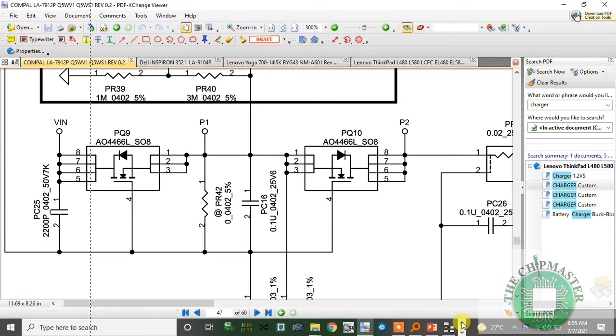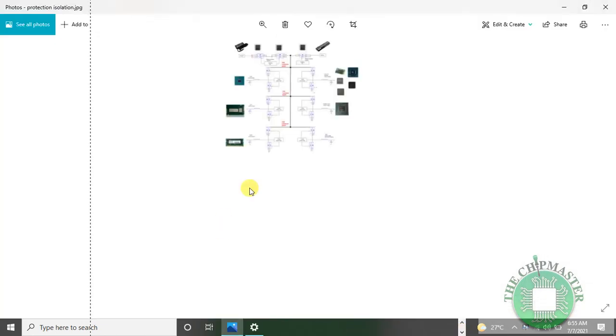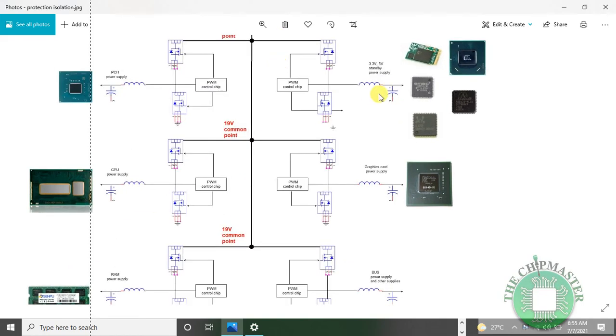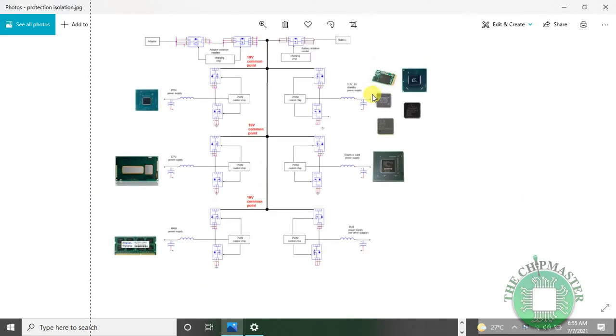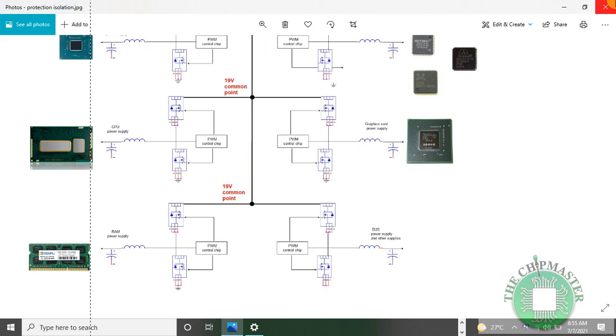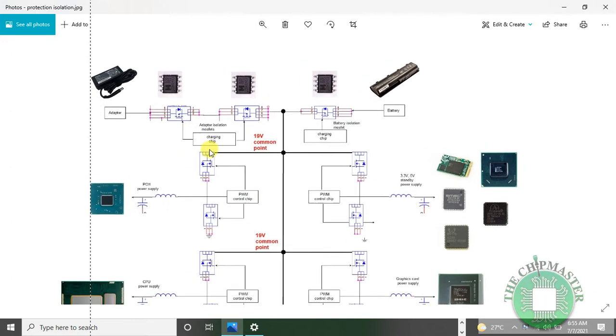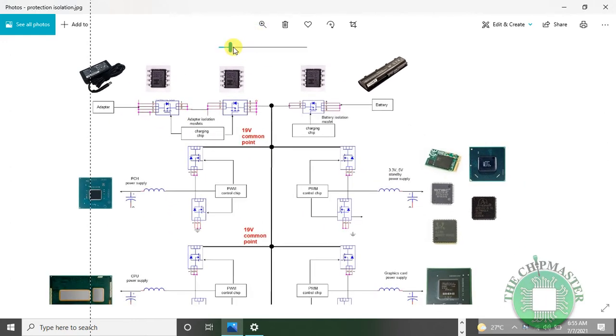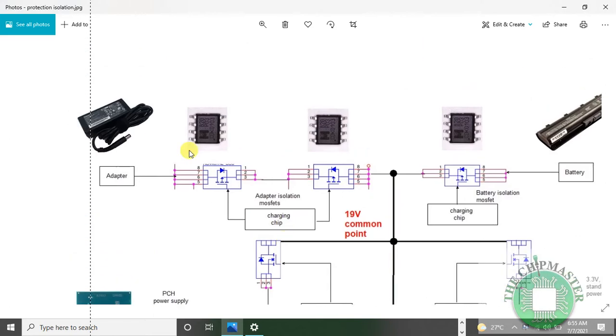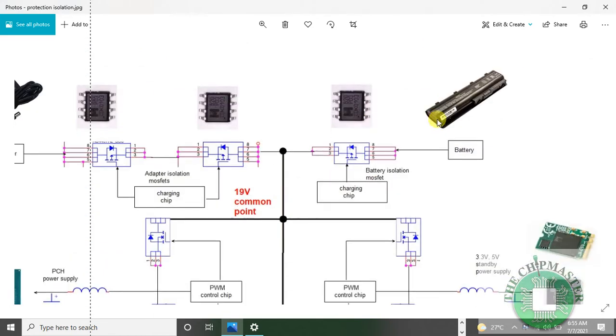I have here an image that I've drawn, a sketch that I've sketched. Let me just zoom in. So we have the adapter side over here and we have the battery side over here.